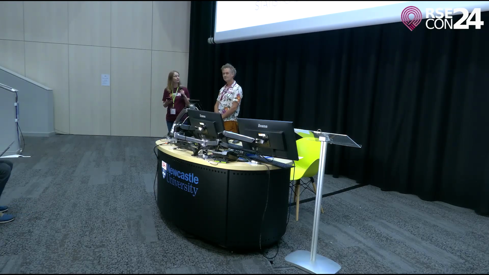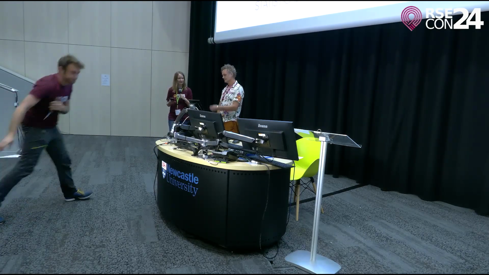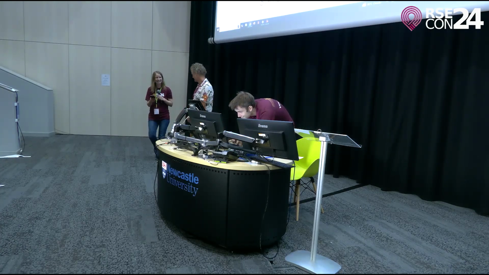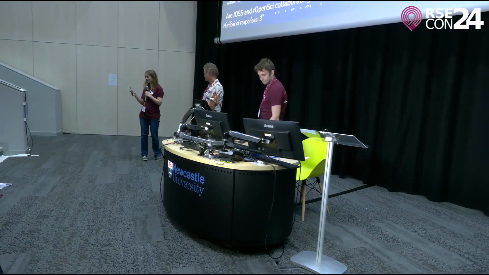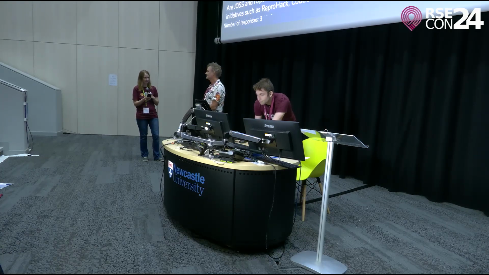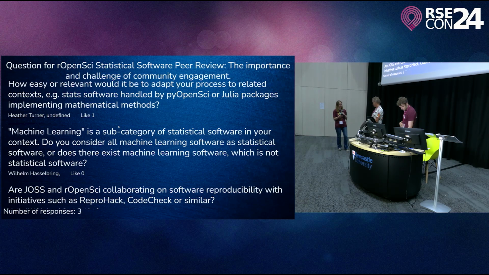And while we're waiting for the questions to come up there, I'll read out my own first. I've seen in JOS that there was something about reproducibility in the checks, and I assume as you're working together that that's also part of rOpenSci. Are you collaborating with initiatives like ReproHack or CodeCheck who are working on software reproducibility, or how are you doing reproducibility checks?